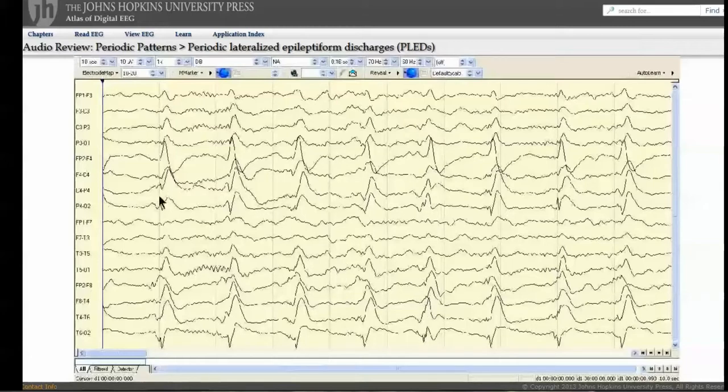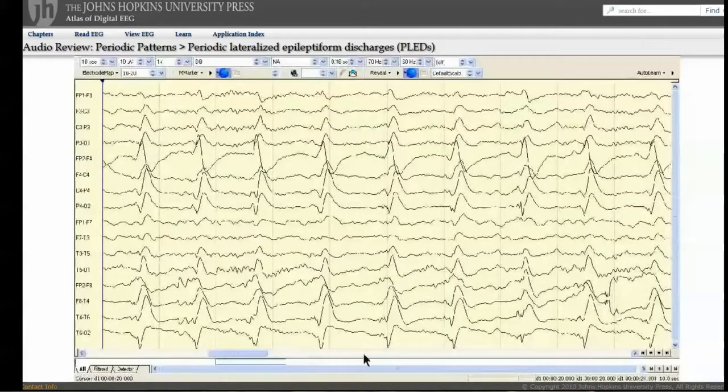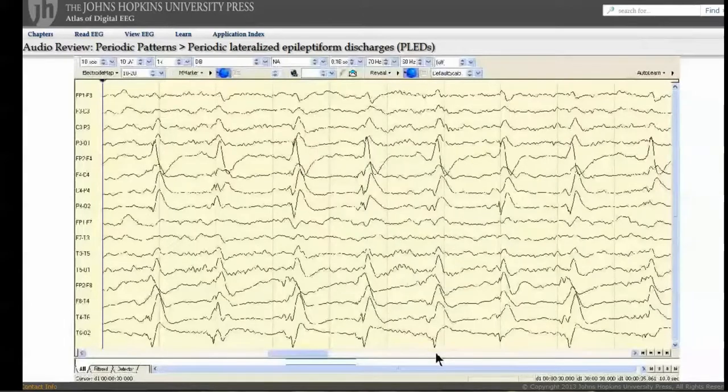If we look at the periodicity of this discharge, we can see that in this case it exceeds 1 second by a small amount, and with minor variations, the periodicity varies between about 1 per second to every 1.25 seconds. As we progress through this EEG sample, we can see that from 10-second segment to 10-second segment, there is minor variability in the inter-discharge interval.